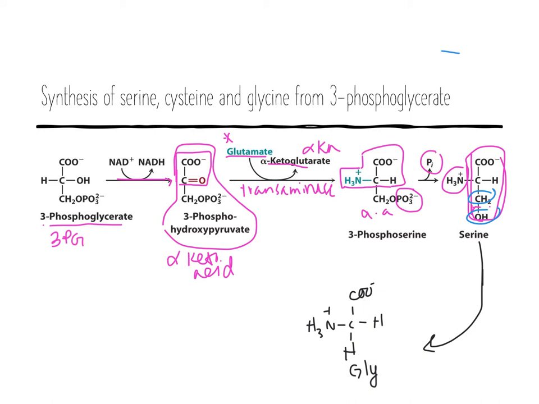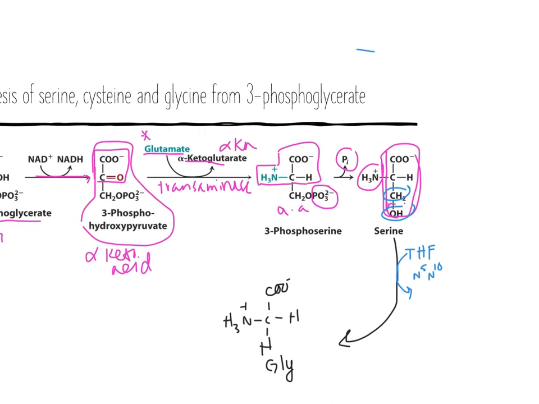To move that CH2 off, we're going to use a coenzyme called THF. So tetrahydrofolate is going to need to come in, and it's going to take that methylene group with it, and it's going to leave as a molecule called N5,N10-methylene THF.